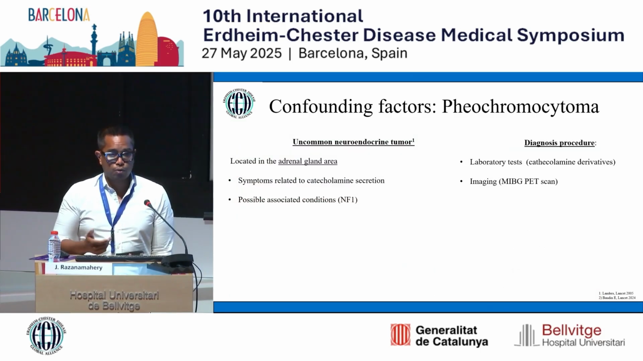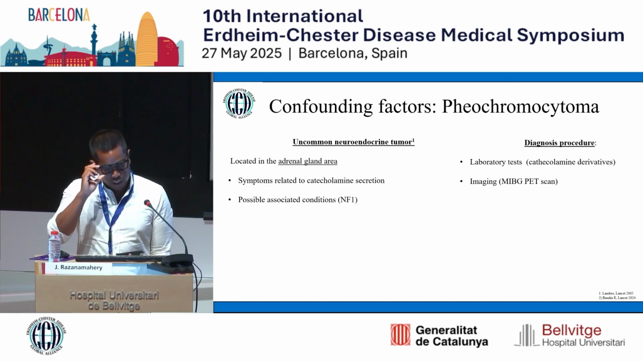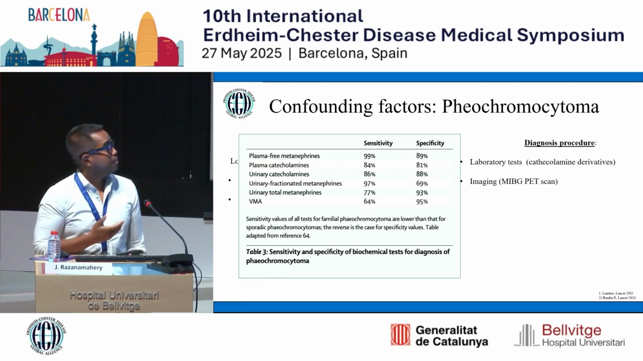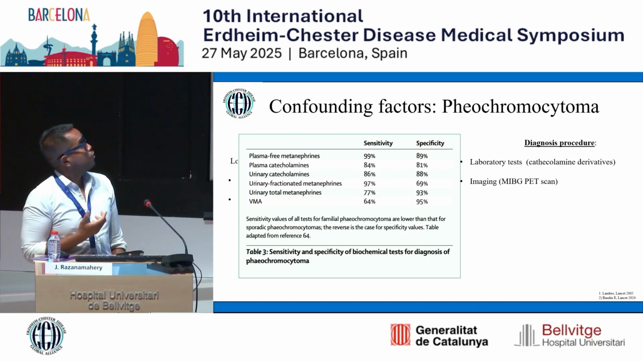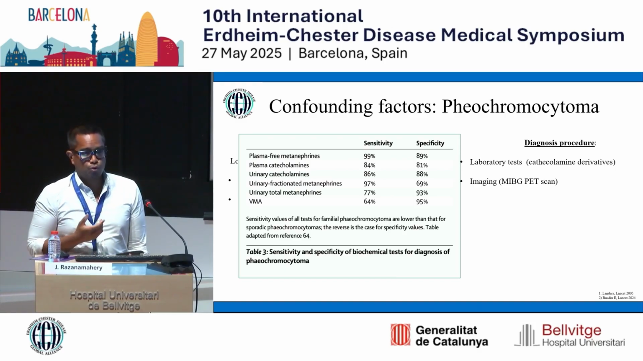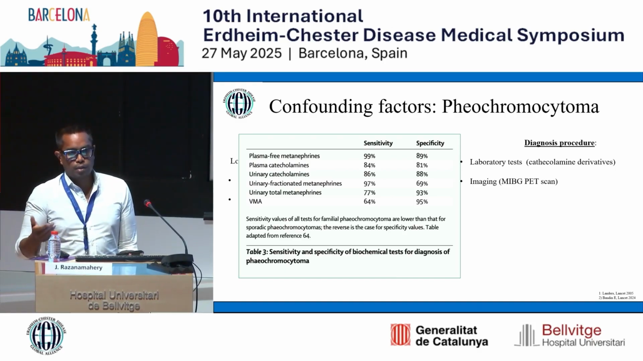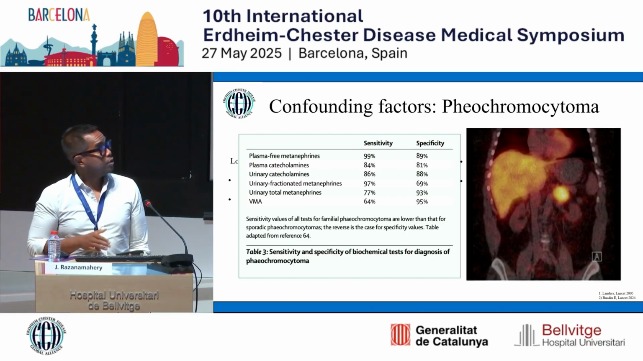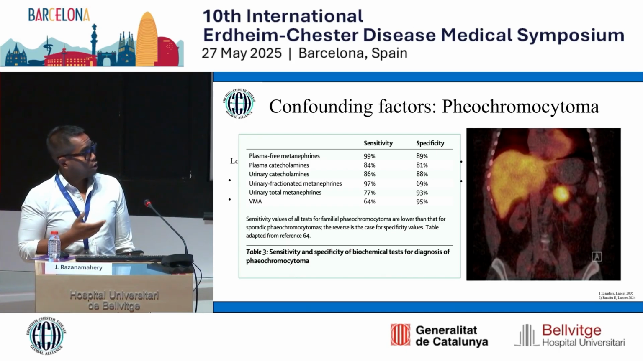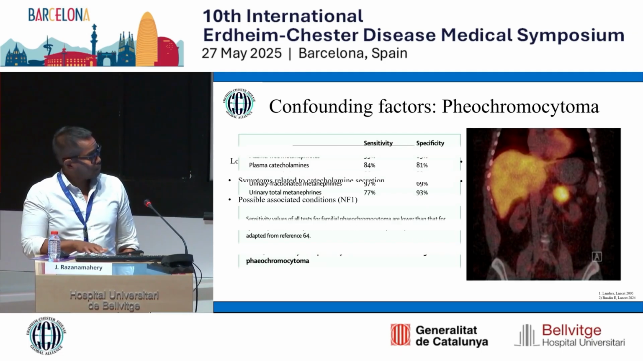To do the diagnosis, we have to make a urinary test to see catecholamine derivative and special imaging. So this is the best test that you can do for the diagnosis, but it's really important to do it during the crisis because it can be normal if the patient has no symptom. And this is what you can see on the specific imaging with the tumor on the adrenal gland.